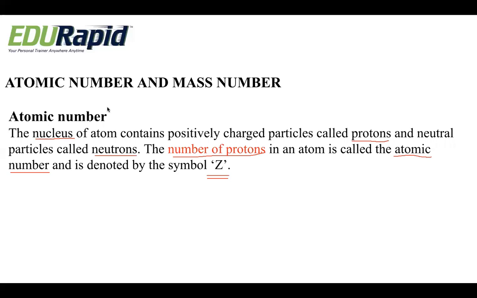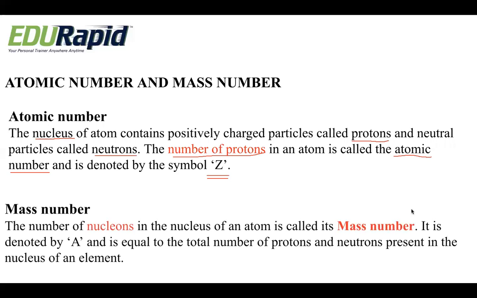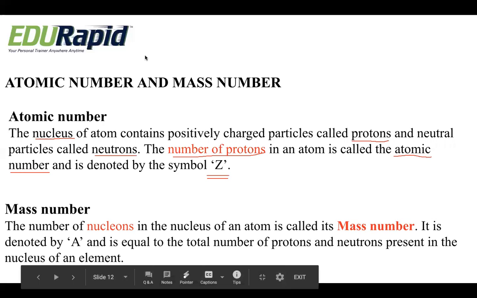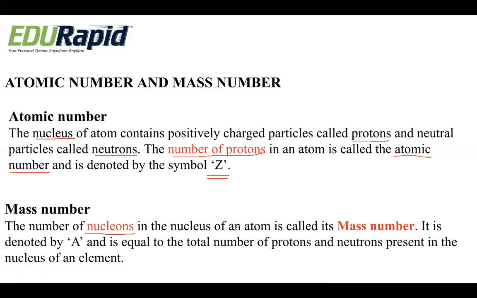What do you mean by mass number? The number of nucleons in the nucleus of an atom is called the mass number. Nucleons means the total number of neutrons and protons together in an atom. It is denoted by the capital letter A, and is equal to the number of protons and neutrons present in the nucleus of an element.